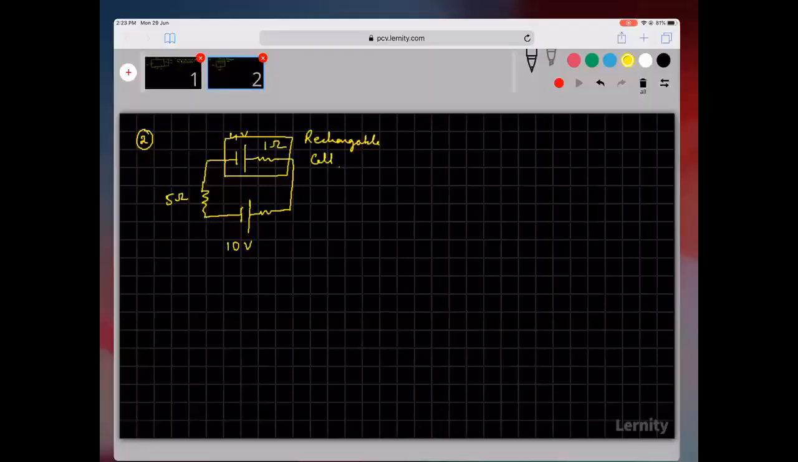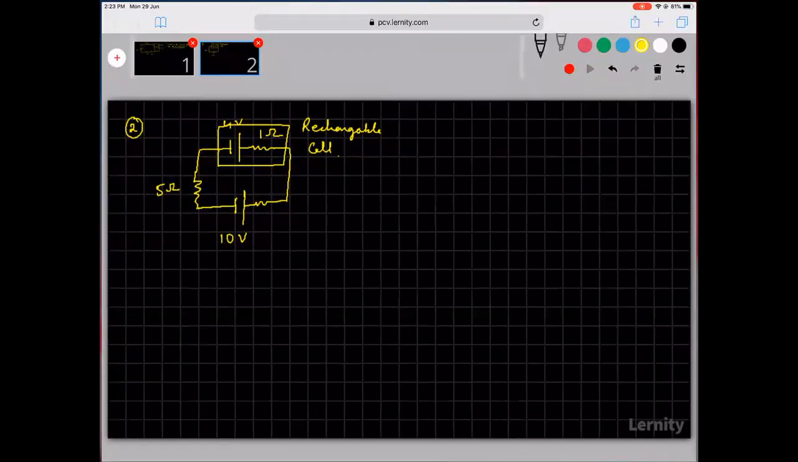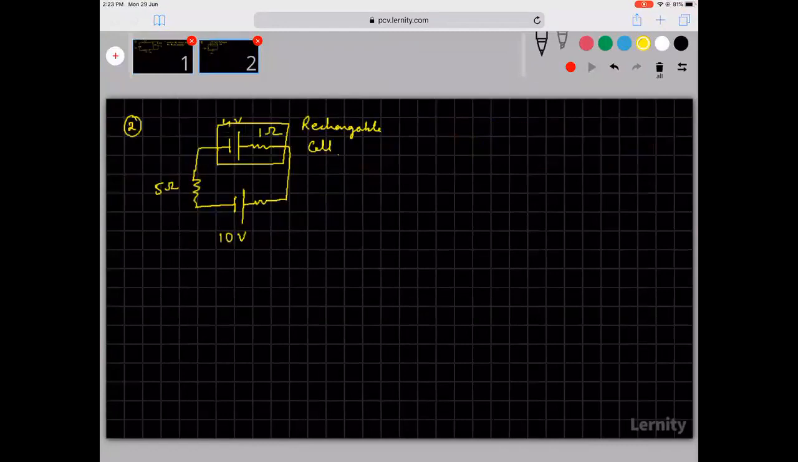Here are two questions for you to solve. Question number 1. You have to find out what is the current through the 4 ohm resistor. Question number 2. You have to find out what is the potential difference across the 4-volt battery or 4-volt cell.